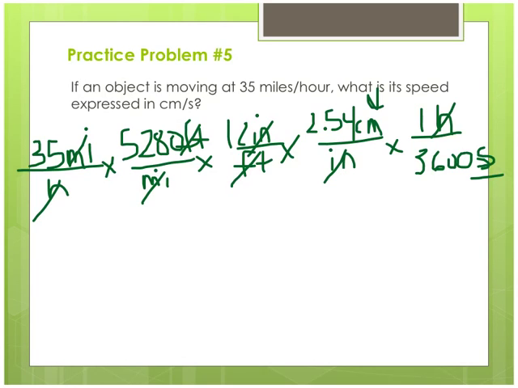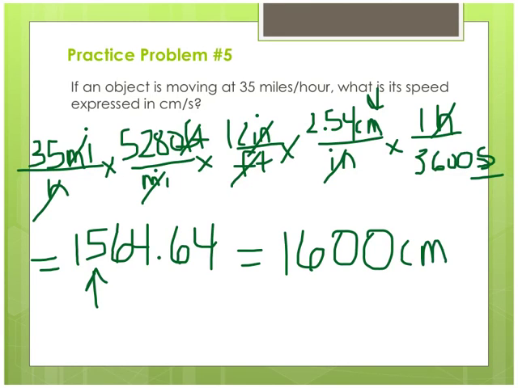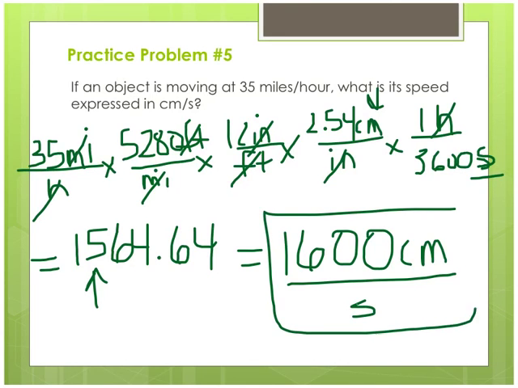It's an S. So when we do all of that, we end up with 1,564.64. And sig figs, we need 2, which would be right there. So that means we're going to end up with 1,600 centimeters per second. So with a complex variable, you want to remember you're going to take the units one at a time, and you should be successful.